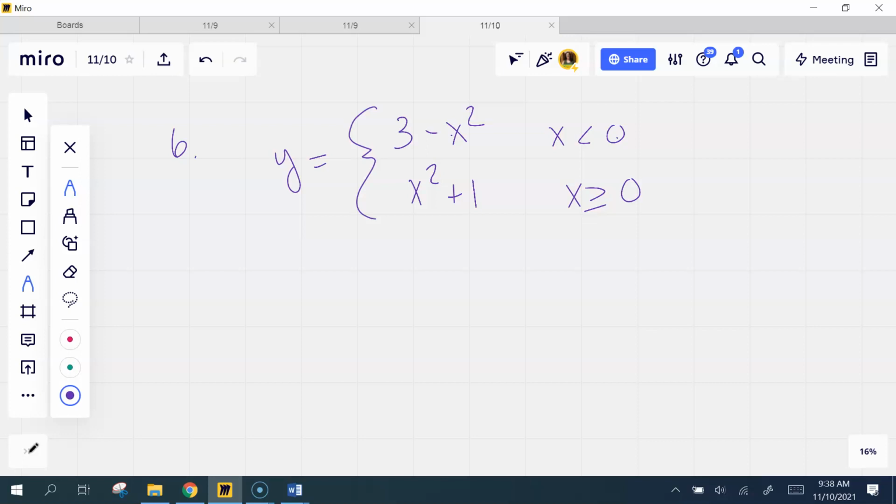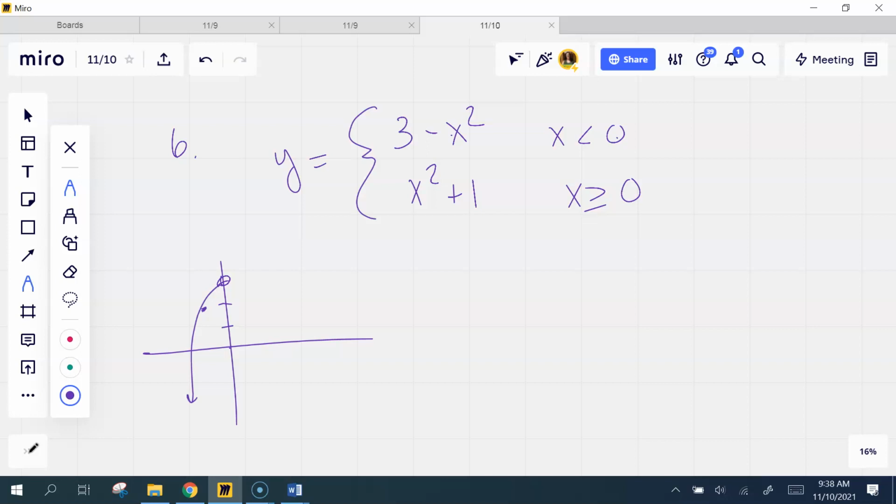No, I would argue on this one that it's not differentiable at the point 0 because it's not continuous at 0. But we can still look at it. If we think about graphically what this looks like, smaller than 0, it starts at 0, if I plug in 0, 3 with an open dot, but then it goes left. So at -1 would be 3 minus 1, which is 2. And this is a parabola that opens down, so it does something like that.